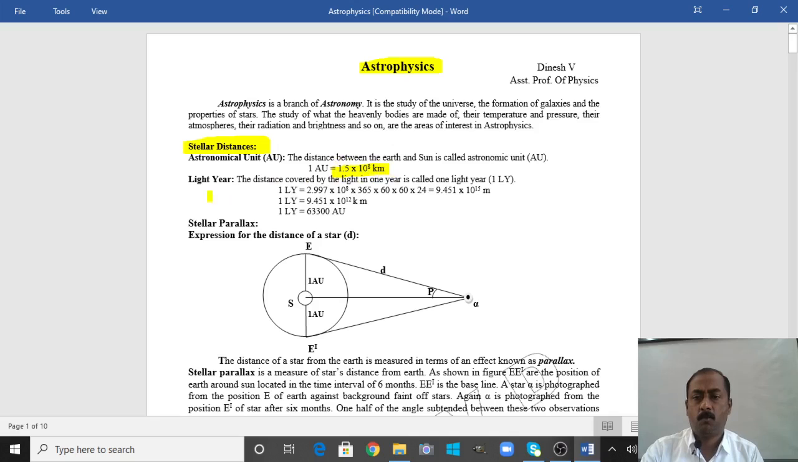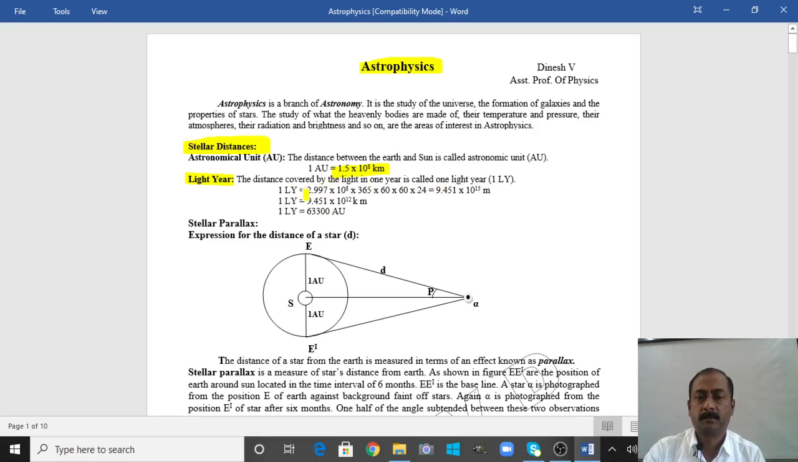Here, what do you mean by light year? Light year. We call this in Kannada as Jyotirvarsha. Here, light year means it is the distance covered by the light in 1 year is called 1 light year. It is the average distance covered by the light in 1 year. Here, 1 light year is calculated as follows.